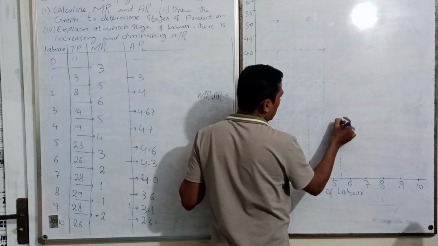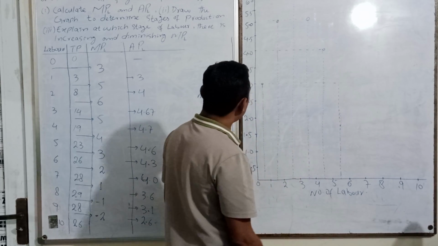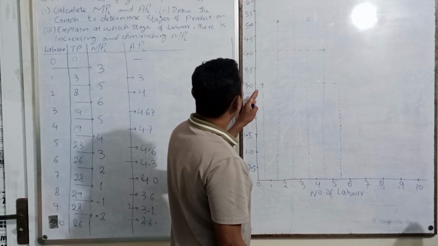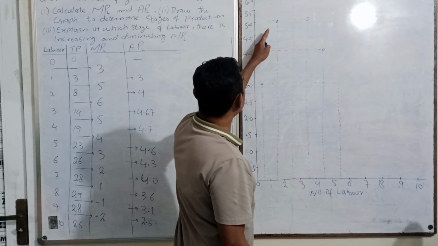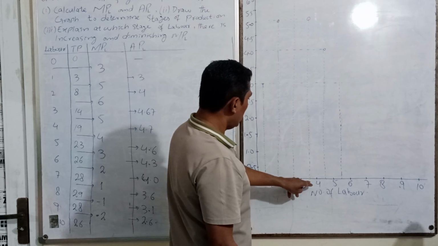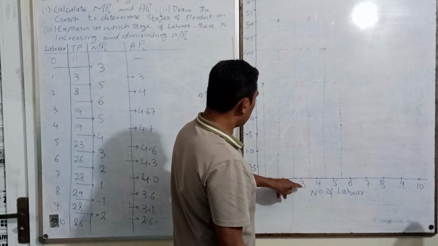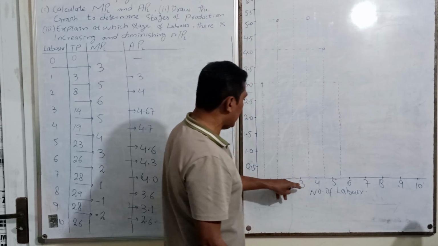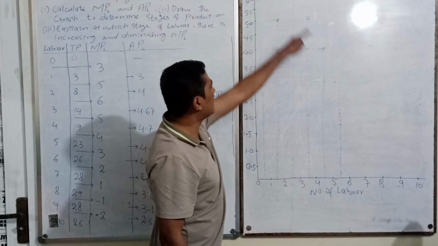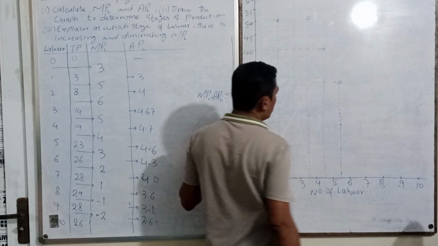Okay. What is happening here? You can observe that initially marginal product increases till the middle of the 2nd and 3rd unit of labor, then it starts to decline. Clear?